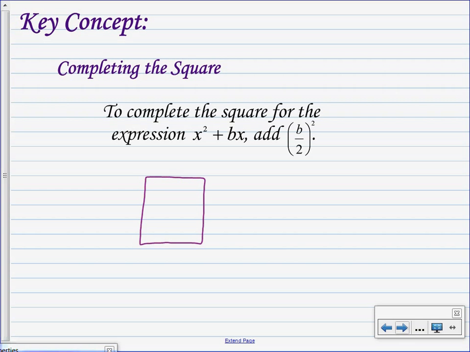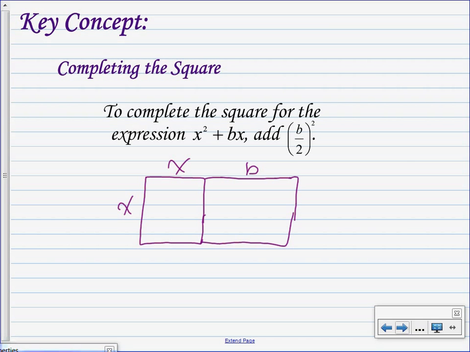How many of you have used algebra tiles before? Okay, so this is kind of where it's going to come from. This is x times x, that gives me, what is this? X squared, right? And then if this is b, this is bx, right? So that's not a square.